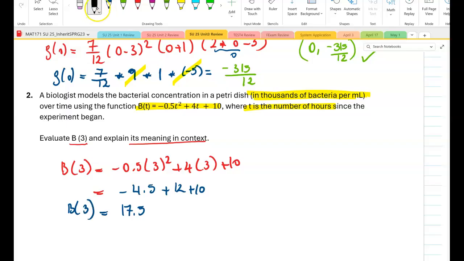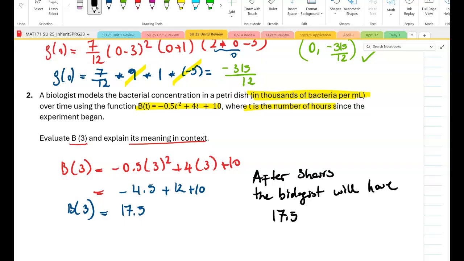What does that mean? Now let's write it down. After 3 hours, the biologist will have 17.5 thousands of bacteria per ml in the petri dish.